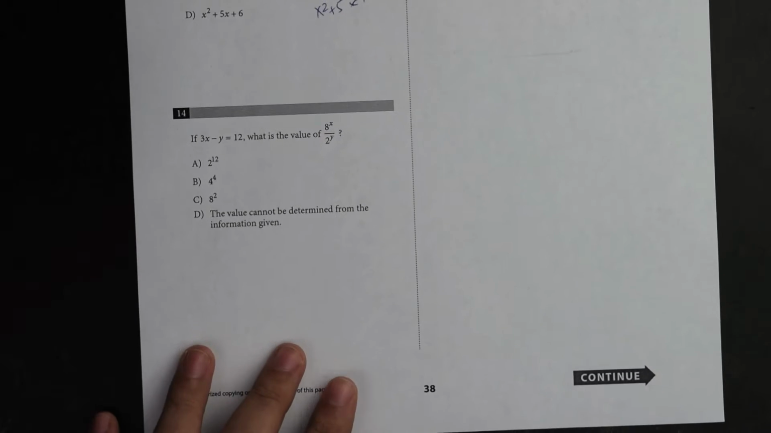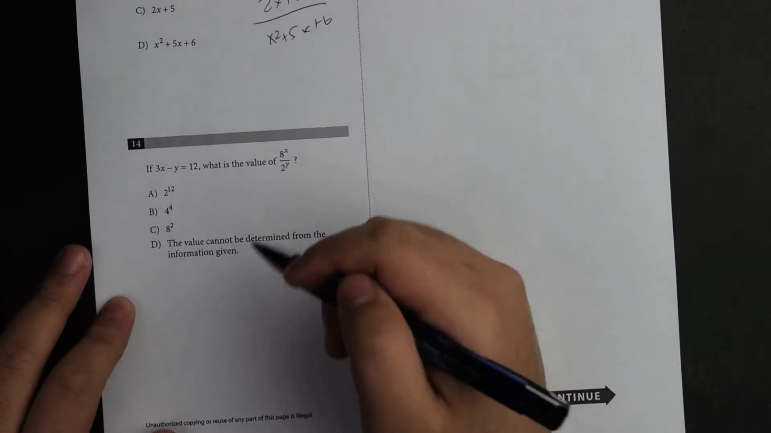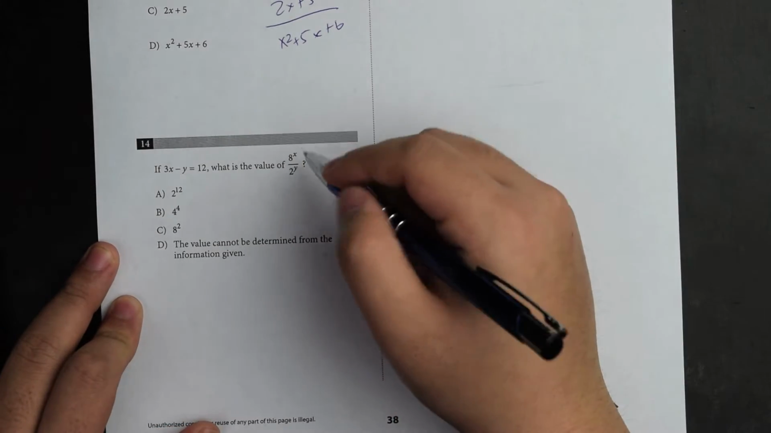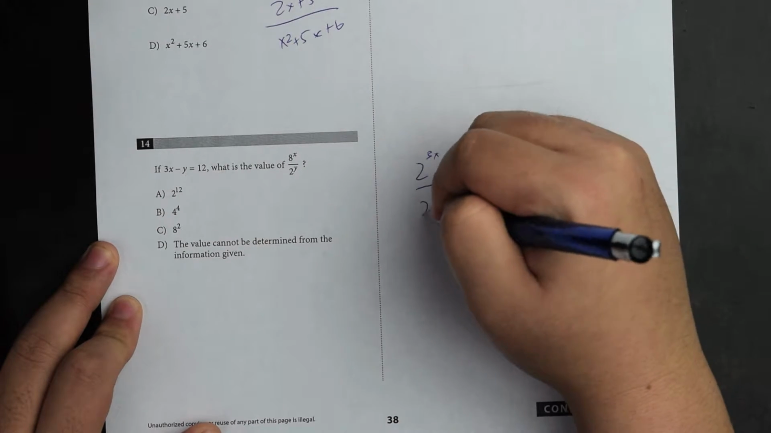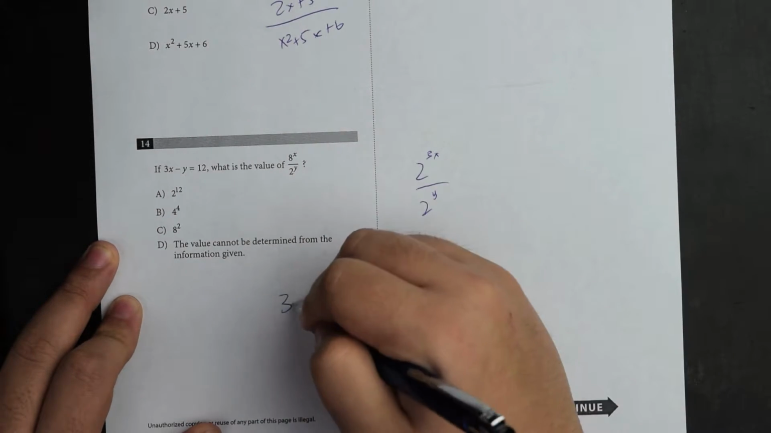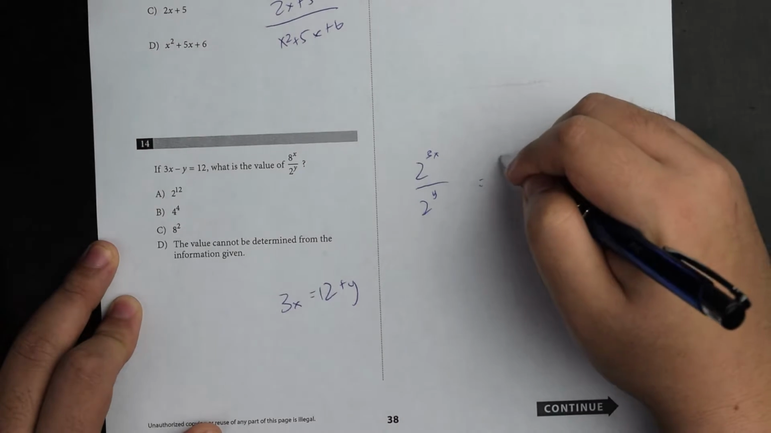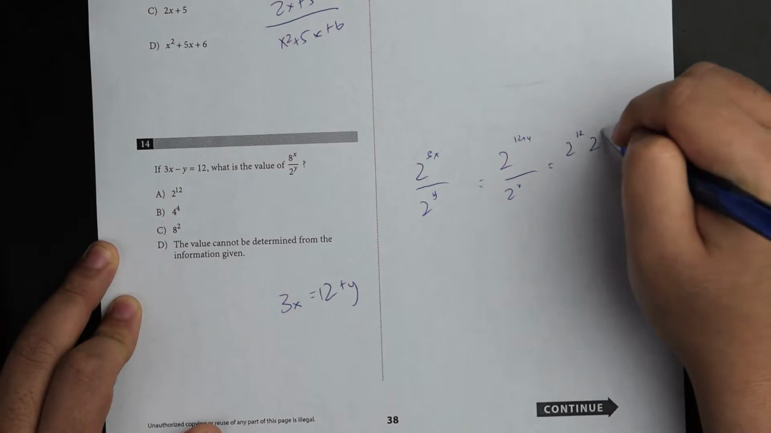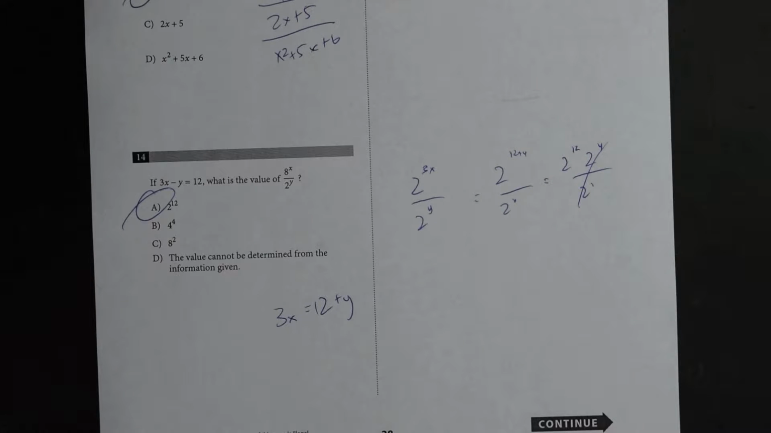Just to continue on, I'm going to go on to number 14. Number 14 states this: 3x minus y equals 12. What's the value? Okay, well, I could move that over. Okay, got it. So the number 14 answer is going to be A.